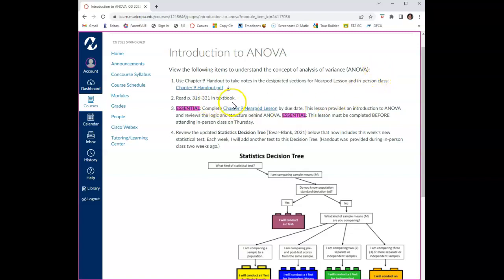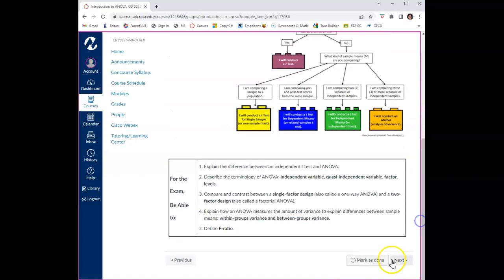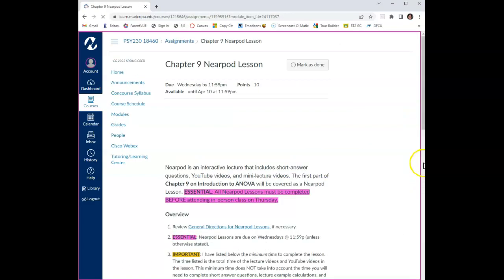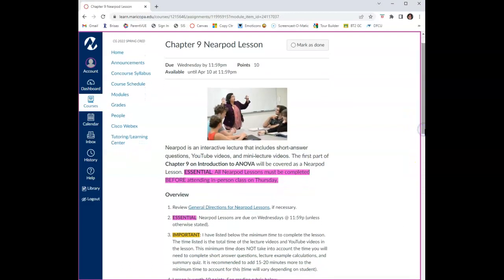Please read the designated pages in the textbook and complete the corresponding Nearpod lesson. The first part on ANOVA will be covered as a Nearpod lesson. Please note the essential heading. Nearpod lessons are due on Wednesdays at 11:59 p.m.